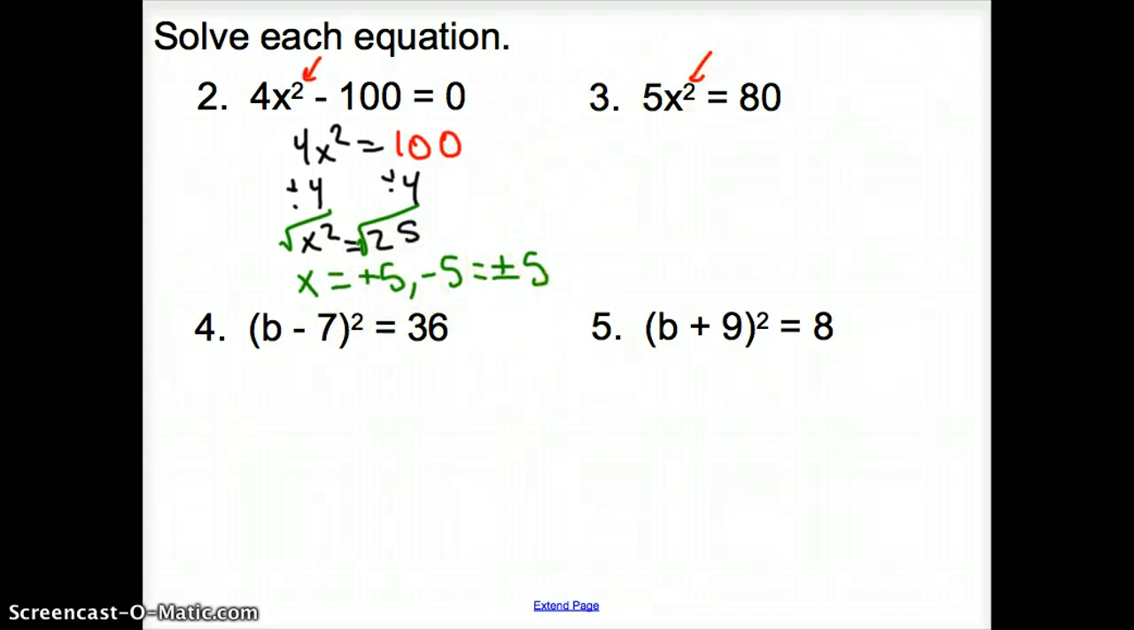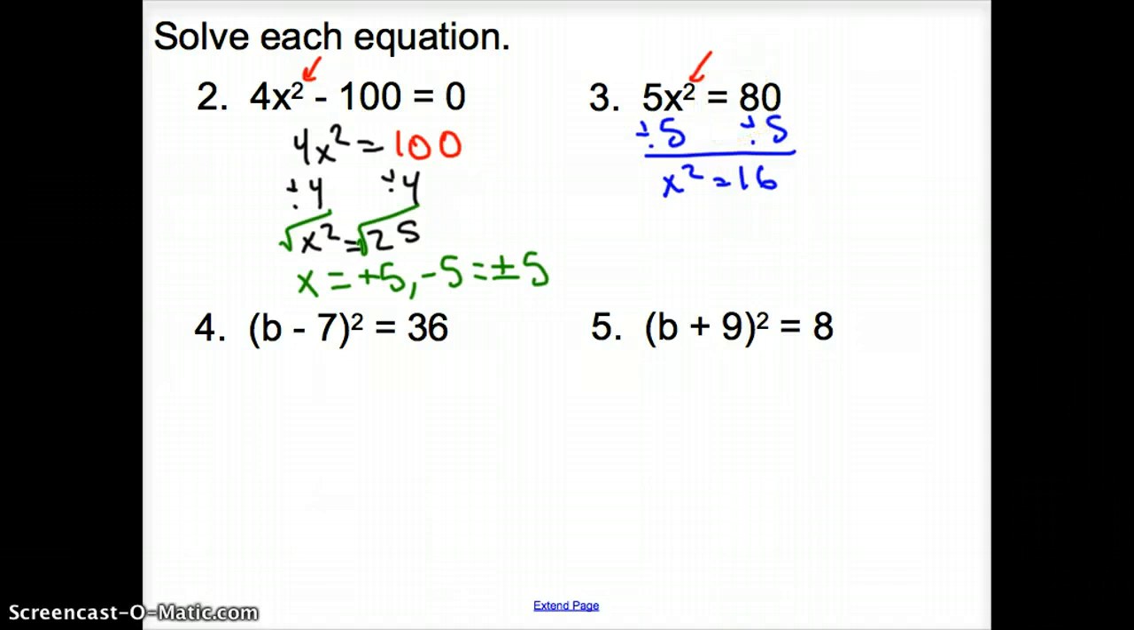So let's take a look at number 3. The very first thing we want to do is make sure that we only have one x squared term, or one squared variable term. That we do. Now we want to get the number on the other side, so we put 80 on the other side. Now we have to get rid of this 5. We get rid of the 5 by division, so we divide both sides by 5. We are left with x squared equals 16.